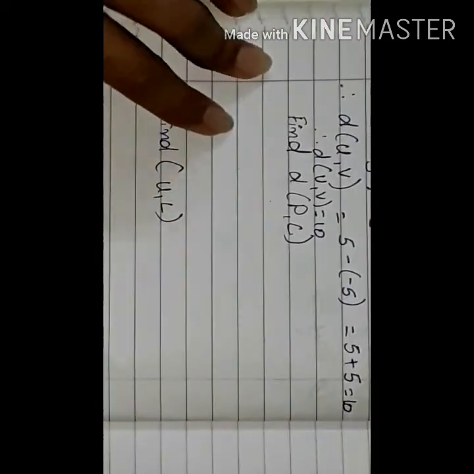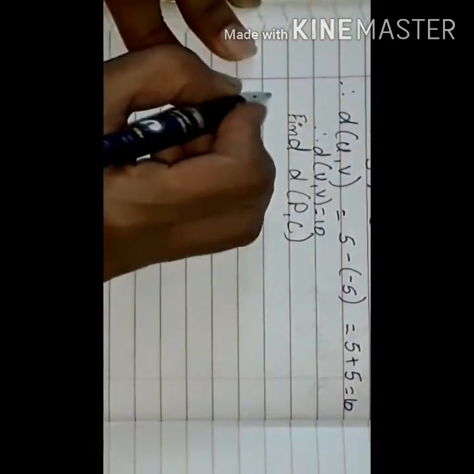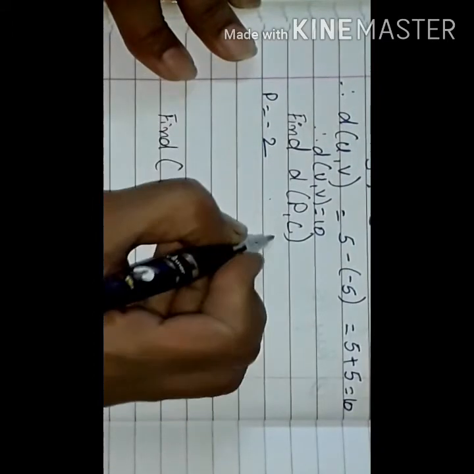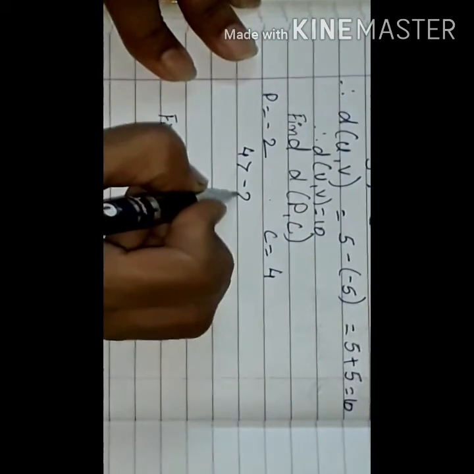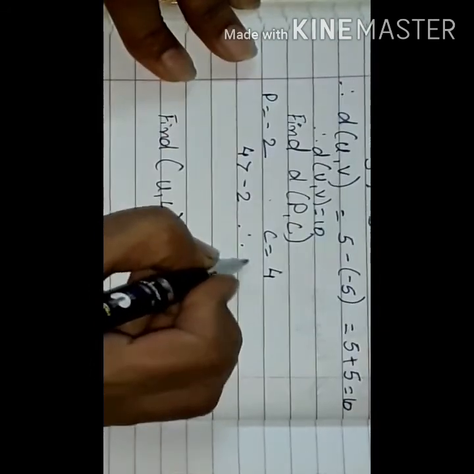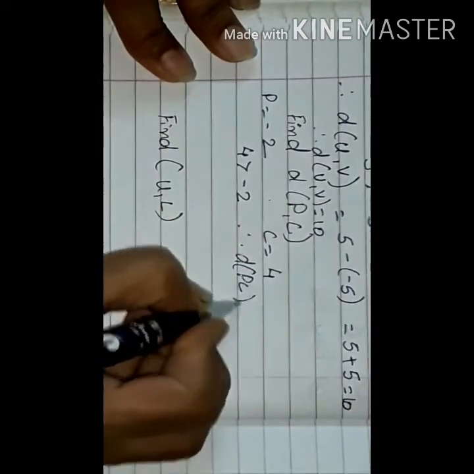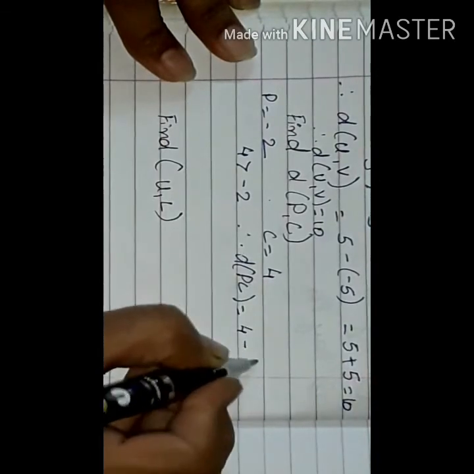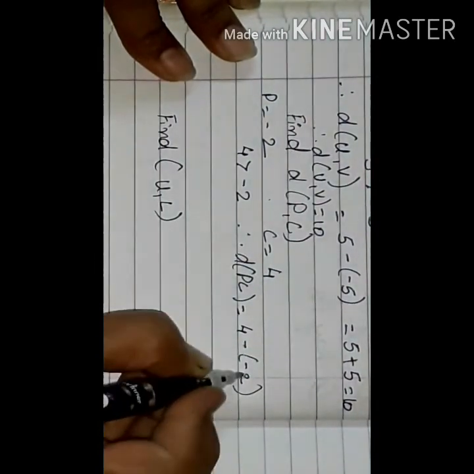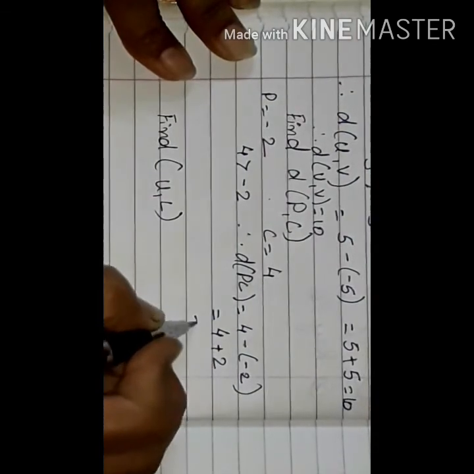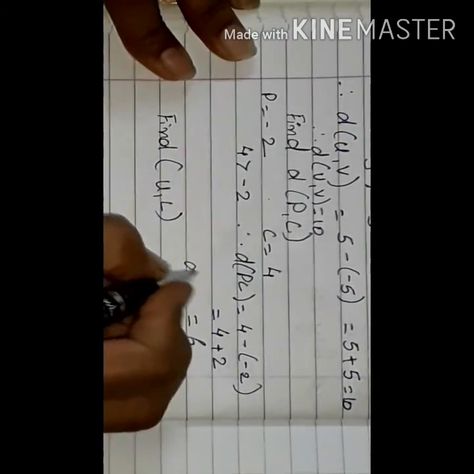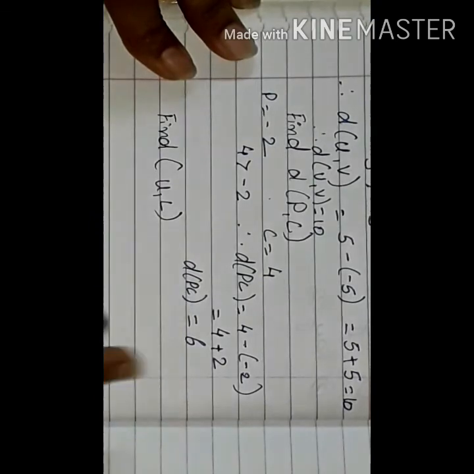In the same way we have to find the distance of PC also. P coordinate is -2. C coordinate is 4. 4 is greater than -2. Therefore the distance of PC is 4 minus -2. So minus and -2 negative gives us 1 positive. Your answer will be 6. So the distance of PC is 6.